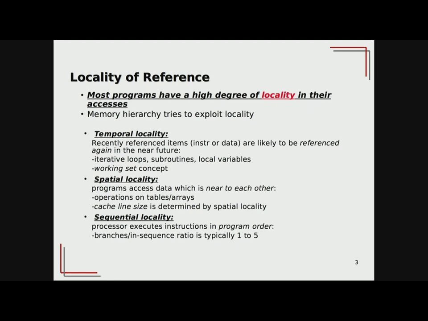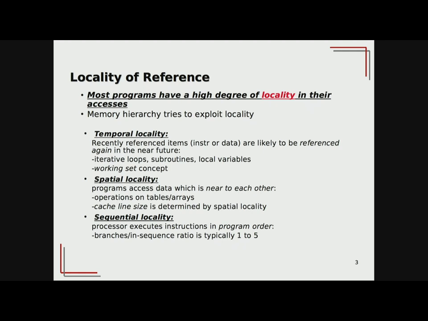Then, of course, we have spatial locality. That is what we discussed this morning when I showed you the matrix-matrix multiplication aspect. It means that if I use an element, it's likely that I'm also using the elements close to it.